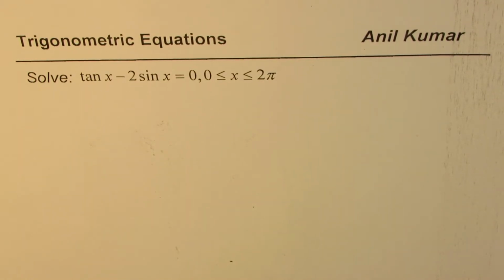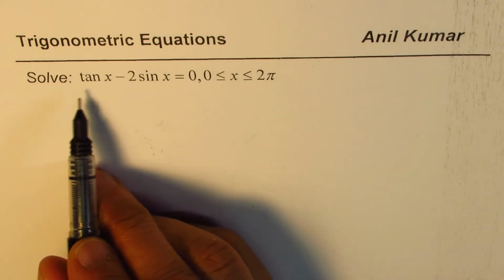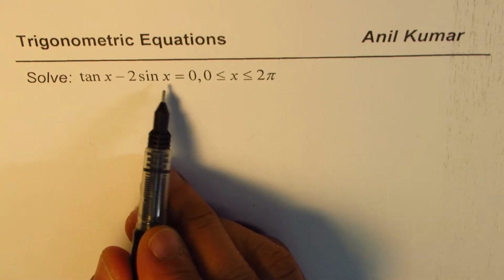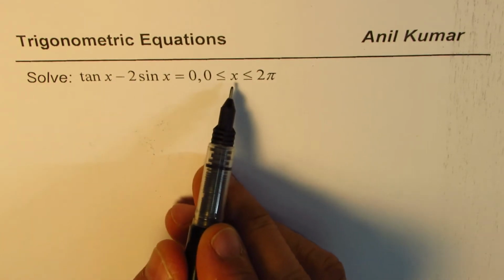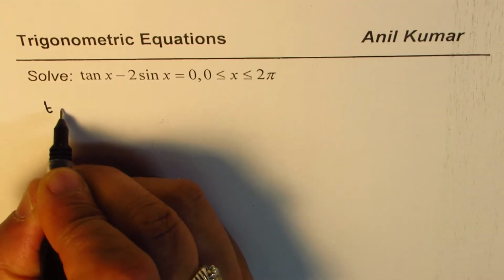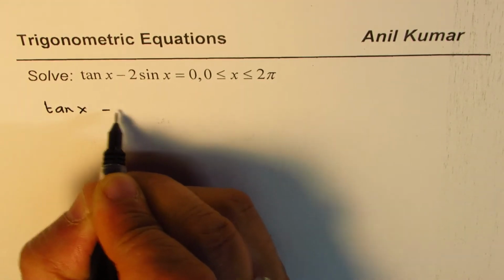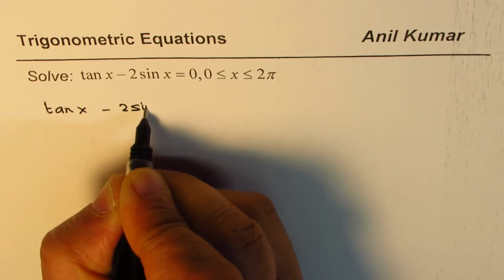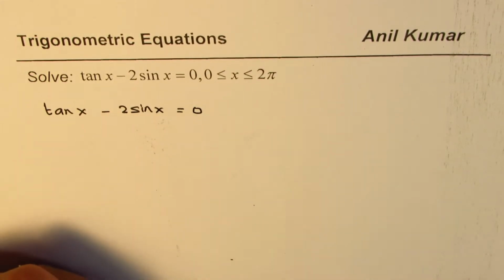I'm Anil Kumar. Here is an example of a trigonometric equation which we'll solve in this particular video. The equation is to solve tan x minus 2 sin x equals 0, where x is between 0 and 2 pi. So let me rewrite the equation. It is tan x minus 2 sin x equal to 0.